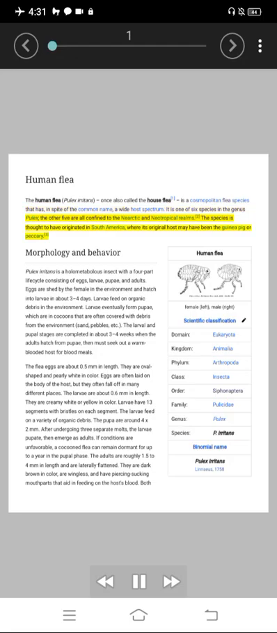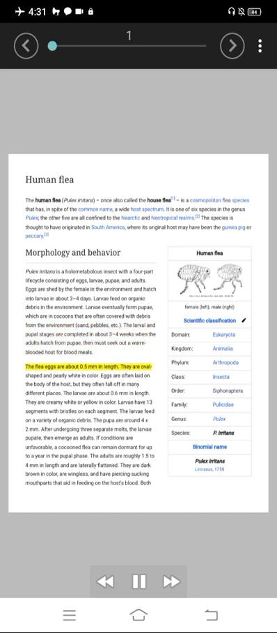Pulex irritans is a holometabolous insect with a 4-part life cycle consisting of eggs, larvae, pupae, and adults. Eggs are shed by the female in the environment and hatch into larvae in about 3 to 4 days. Larvae feed on organic debris in the environment. Larvae eventually form pupae, which are in cocoons that are often covered with debris from the environment, sand, pebbles, etc. The larval and pupal stages are completed in about 3 to 4 weeks when the adults hatch from pupae, then must seek out a warm-blooded host for blood meals.